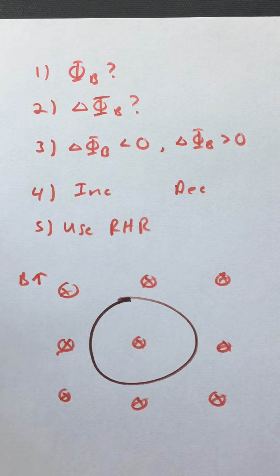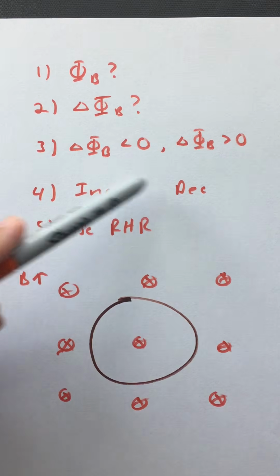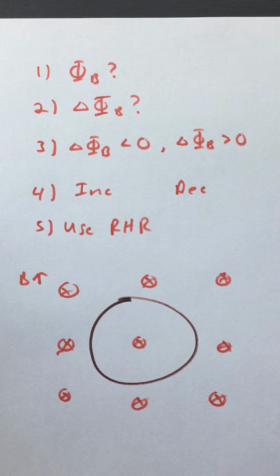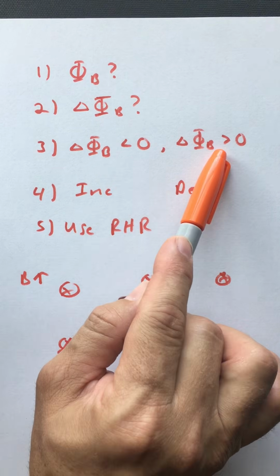Now, is the flux changing? Well, yeah, the flux is proportional to the field. So if the field's changing, the flux is changing. Okay, now let's do question number 3. Is the change in flux negative or is it positive? Is the flux decreasing or is it increasing? Well, if it's proportional to the field and the field is increasing, we've got to say that the flux is also increasing, right? So that's increasing here.